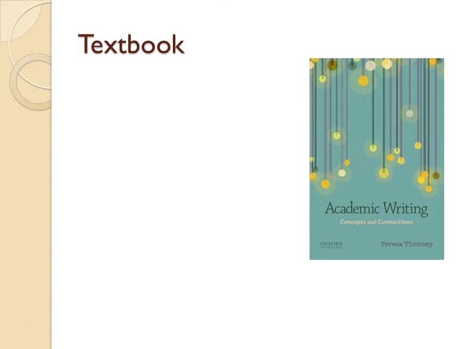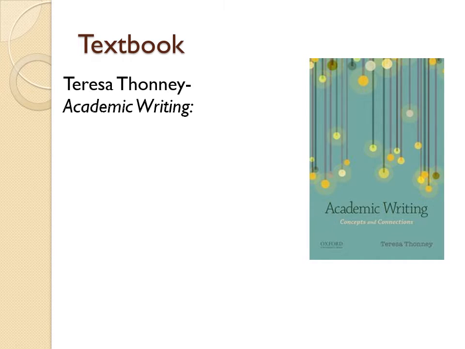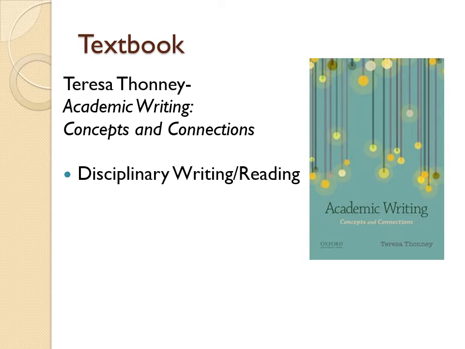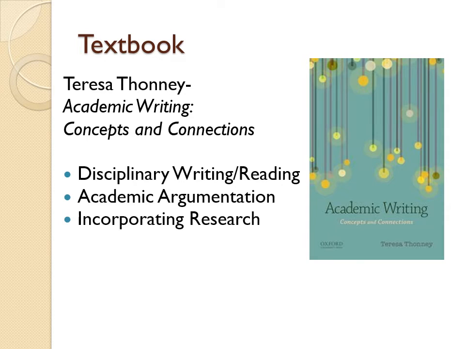Here's the information about the textbook for the course. The author is Teresa Tunney, and the title of the book is Academic Writing, Concepts and Connections. Each unit in the course is tied to 1 or 2 chapters from the book. The chapters we will read and discuss concentrate on writing and reading in the disciplines, academic argumentation, incorporating research material from secondary sources, and visual rhetoric. You may not know what all of those terms mean now, but we'll cover them in detail during the semester.